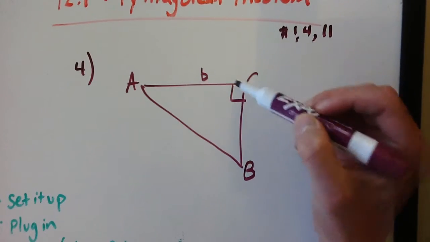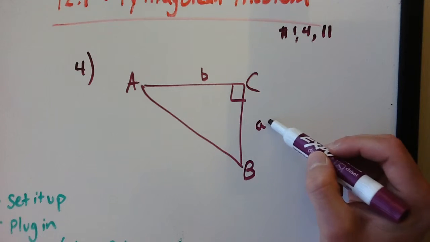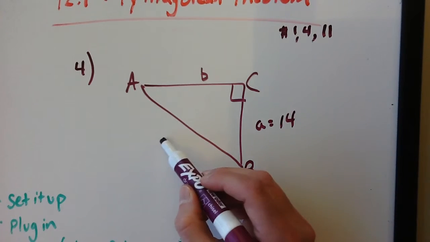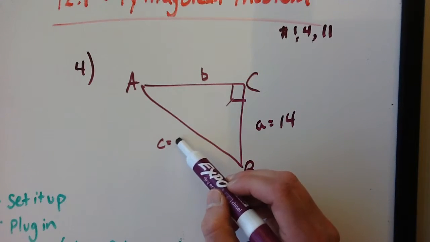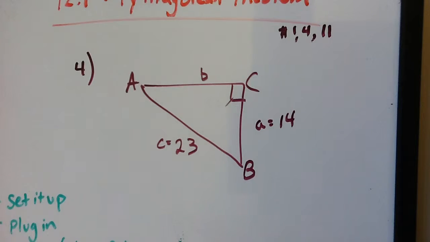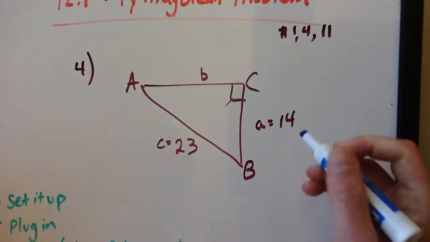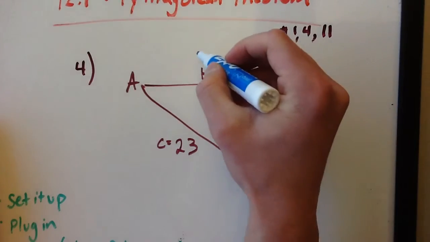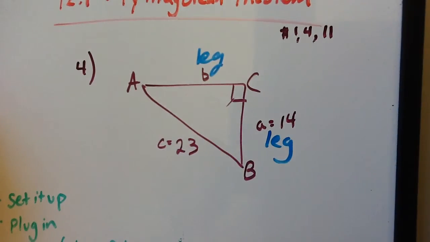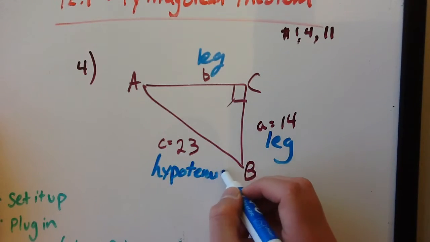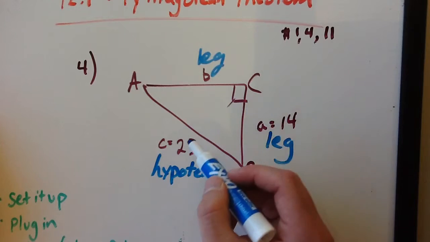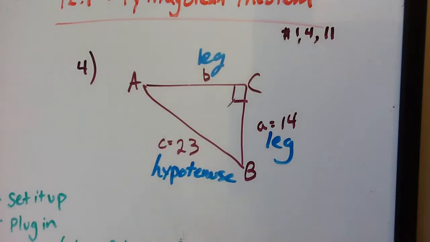I don't know the length of B. A is 14, and C is the hypotenuse because it's opposite of the right angle. C is 23. Okay, so notice here I'm given different parts of the triangle. I know the hypotenuse, and I don't know one of the legs. I know leg A. Leg A is 14. Leg B is the unknown. That's what I'll need to solve for. And I do know the hypotenuse. The hypotenuse, remember, is the side of the triangle opposite of the right angle. So the hypotenuse is 23.